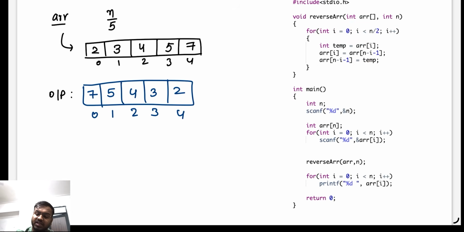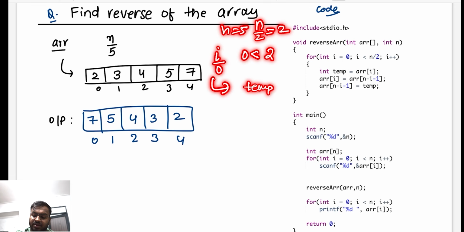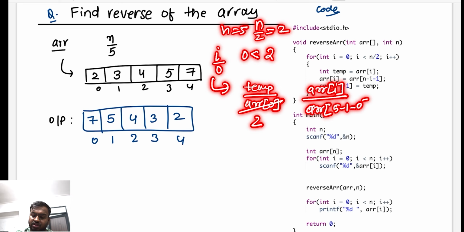So see, let's try to run this code. For I equals 0, 0 is less than n by 2. N is 5, so n by 2 equals 2. So 0 is less than 2, true, and I will enter this loop. I will create a temporary variable and store array of I, that is array of 0, which is 2. So I will store 2. Then array of I is equal to array of n minus I minus 1, so 5 minus 1 minus 0, that is 4. Array of 4 is 7.